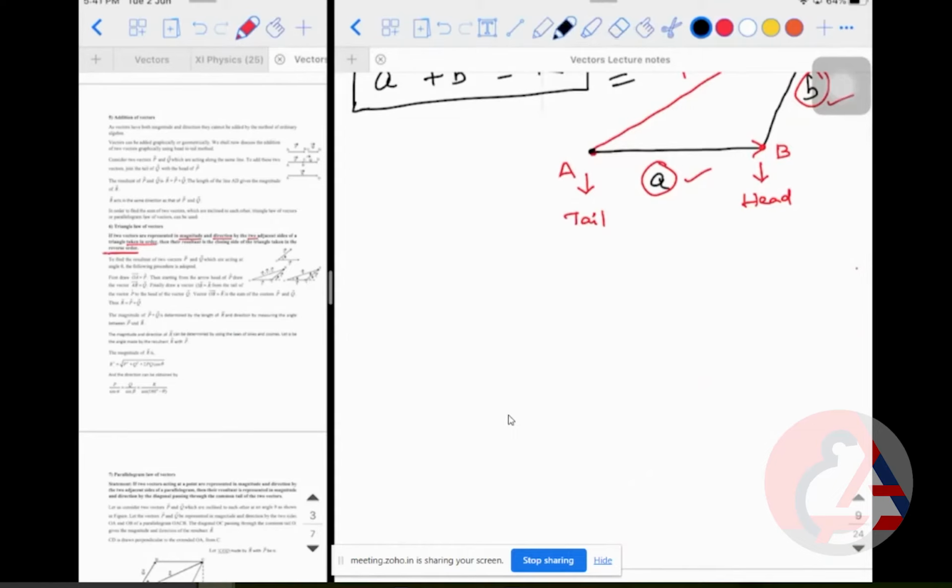If two vectors are taken in order, it means we have two adjacent sides. So these two are the adjacent sides, taken along the sides of a triangle in order. When I say in order, it means the ending point of the first vector should be the starting point of the second vector. That is the meaning of in order. If you're not clear, please make a note there. Then the resultant of this triangle is given by the closing side of the triangle.